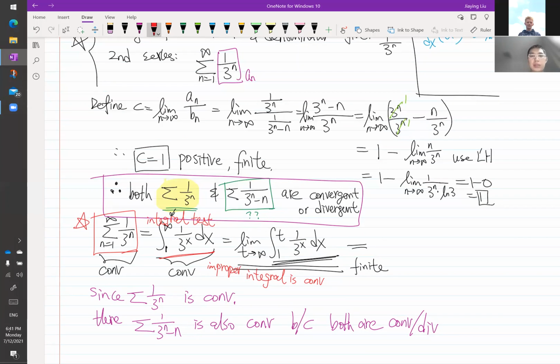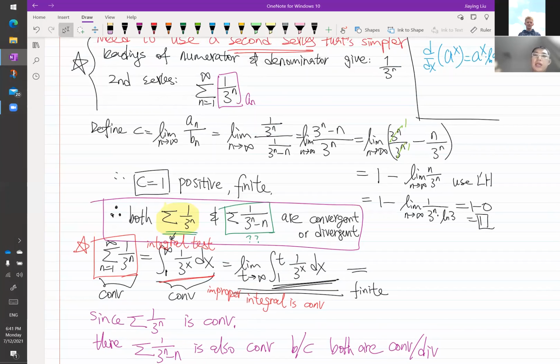Question. So again, this is another example where you need to use multiple tests to look at the series and try to determine the convergence. Just like the previous example, we use multiple tests. Here we use 2 tests, right? One is not enough. Any other questions?